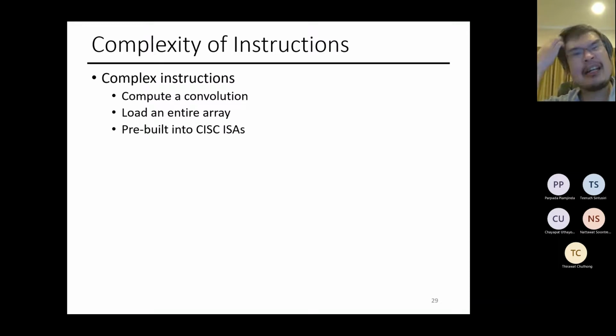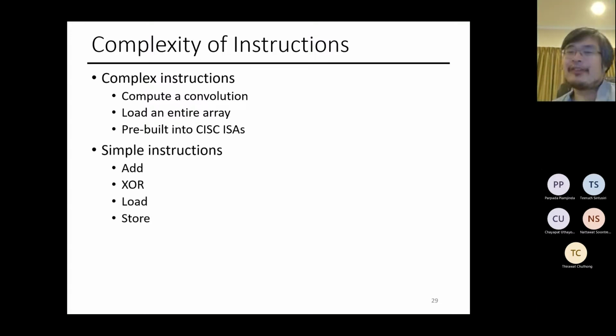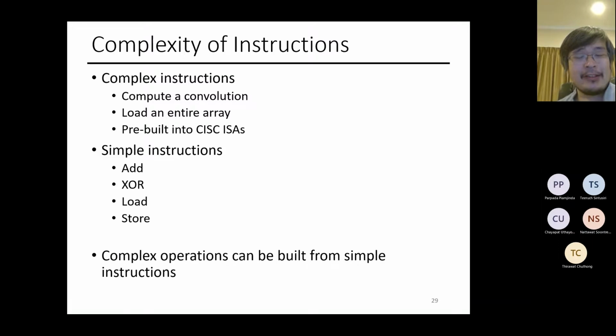Also the ISA would dictate how complex my instruction can be, right? Can I have an instruction that says compute convolution or load an entire array into my register, right? Some of these are pre-built into a CISC ISA, right? Or does it support simple instructions only, like add, XOR, load, store, right? Complex instructions, again, can't always be built from simple instructions. That's why a RISC ISA, like RISC-V, also works, and it can be implemented. Any program can be implemented in the RISC-V ISA.